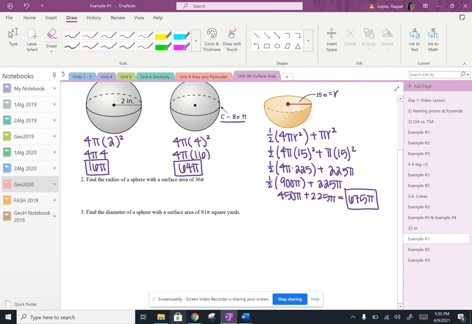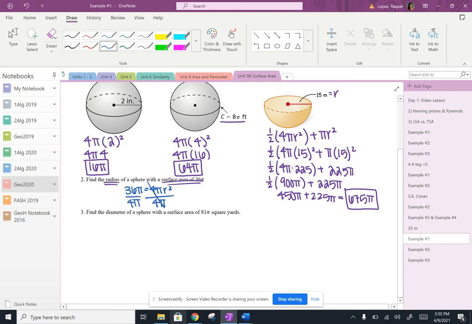Okay, now let's do a little more working backwards. And this time they want us to find the radius of a sphere with a surface area of 36 pi. So what we're going to do is set 36 pi equal to the formula to find the total surface area of a sphere. So 36 pi equals 4 pi r squared. Now to get r by itself, I need to divide both sides by 4 pi.